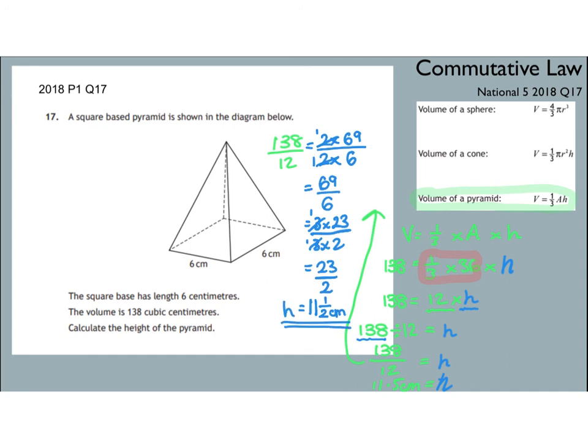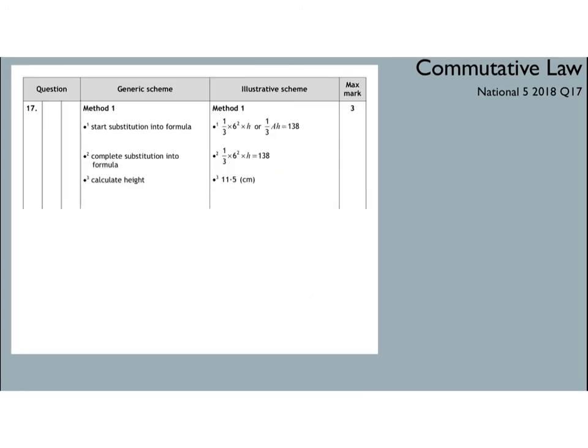Okay, let's have a look at how they do the mark scheme for this one. Start the substitution: 1/3 times the 6 squared times the h. If you were to write that down, you would get 1 mark. You get a second mark if you write down that your formula is equal to 138. So you get 2 marks just for substituting the numbers correctly. And then the hard bit, you get your final mark for getting that 11.5 correct there.